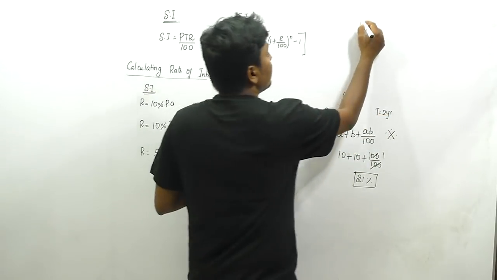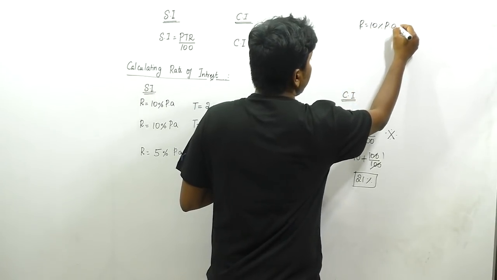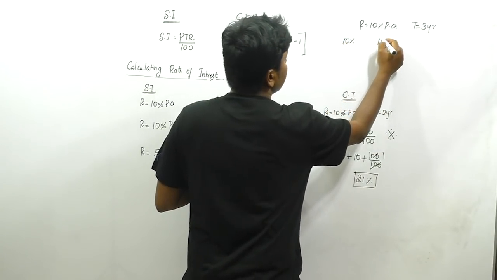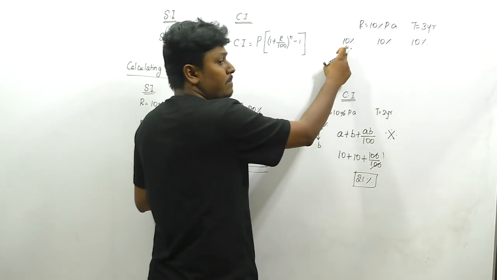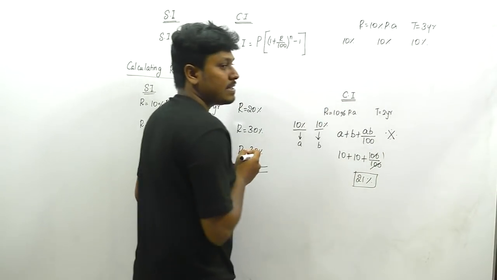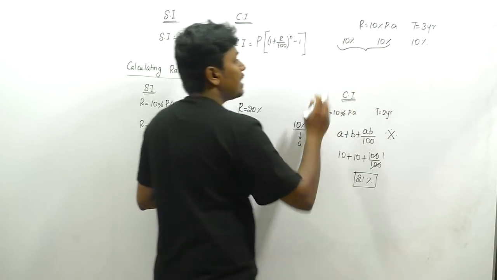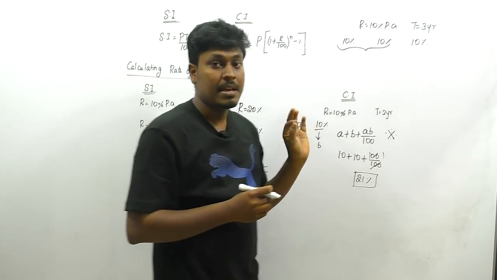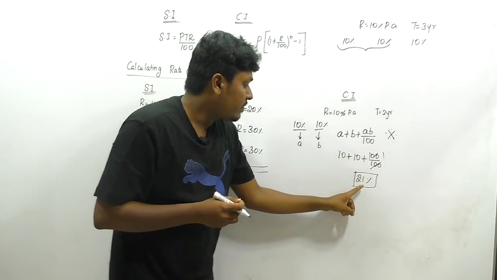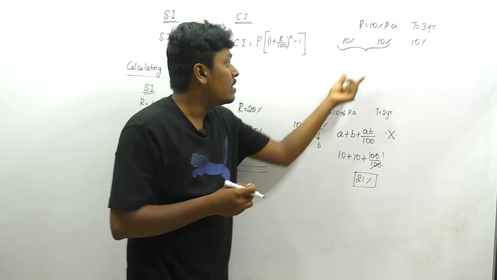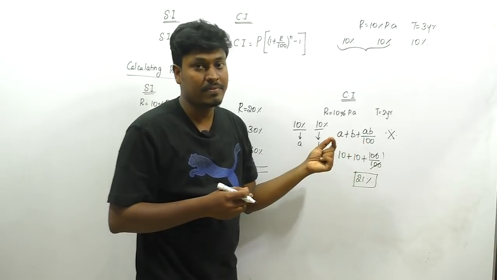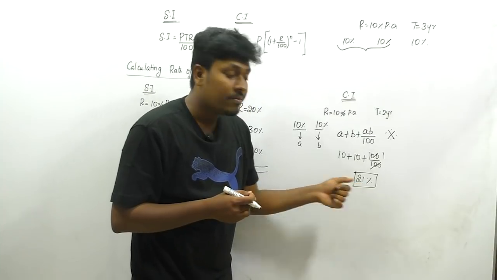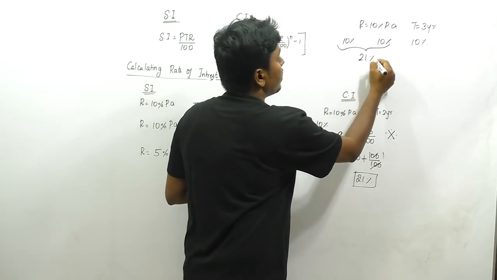Friends, listen here. If the rate of interest is 10% per annum and the time duration is 3 years, split this into 10%, 10%, 10%. For the first year 10%, second year 10%, and the third year 10%. First of all, target the first 2 years, friends. Keep the third year 10% as it is. First let me target this 10% and 10%. We know that for the first 2 years, using the formula A plus B plus AB by 100, we have already calculated 21%.